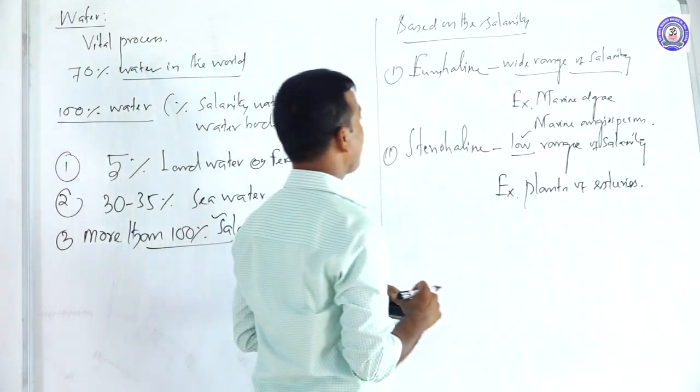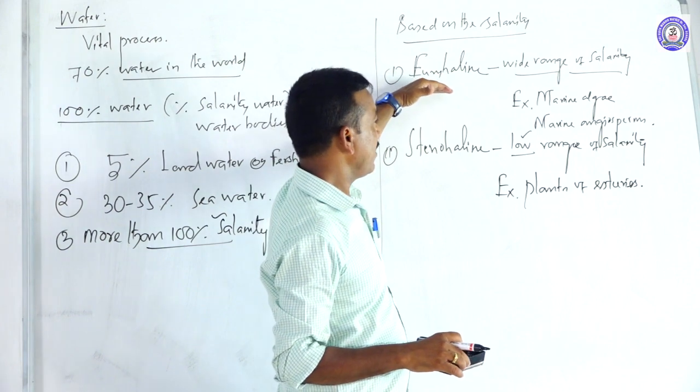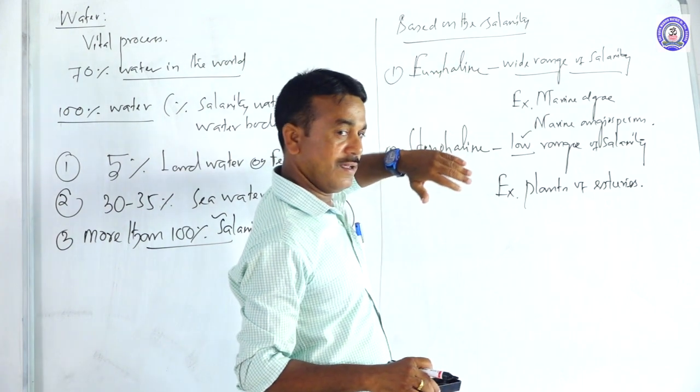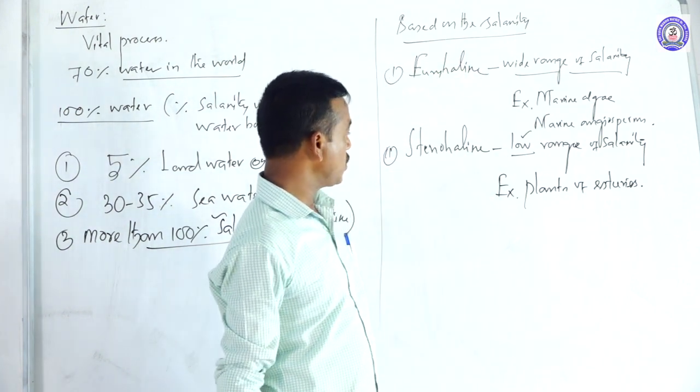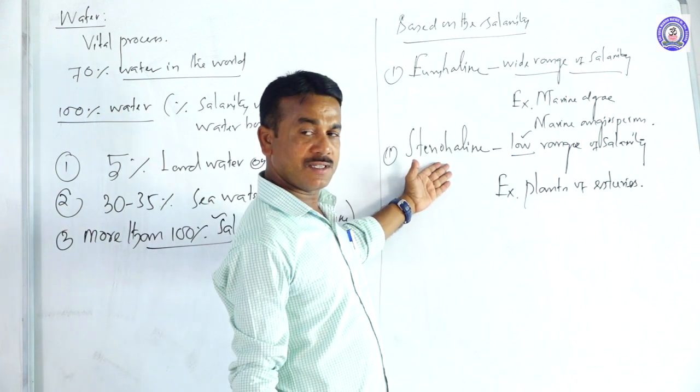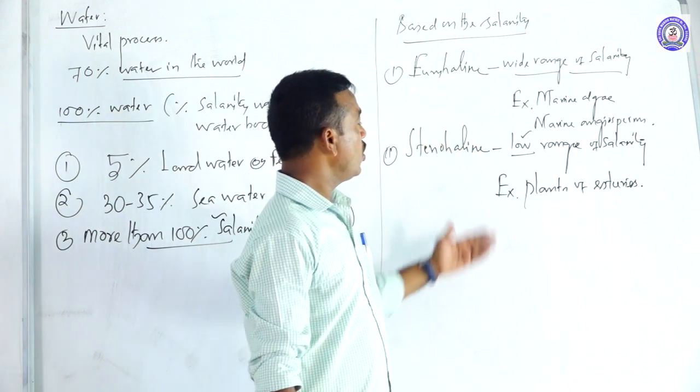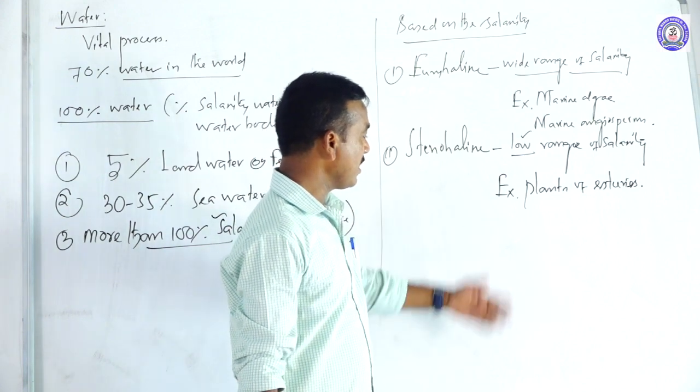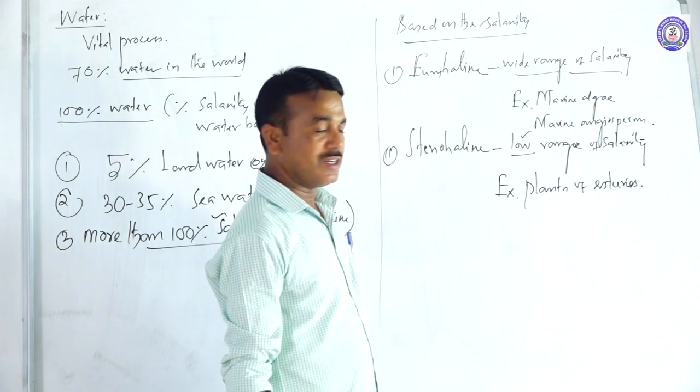This is a question. Euryhaline means a wide range of salinity, for example marine algae and marine angiosperms. Stenohaline means the plants are adapted to a low range of salinity. What is the example? Plants of estuaries.